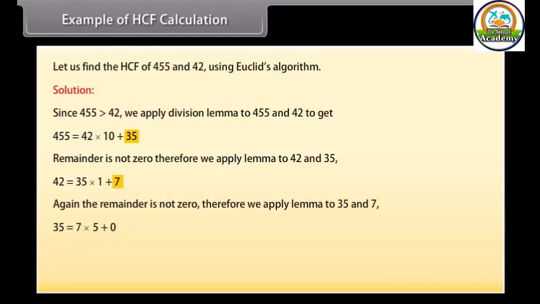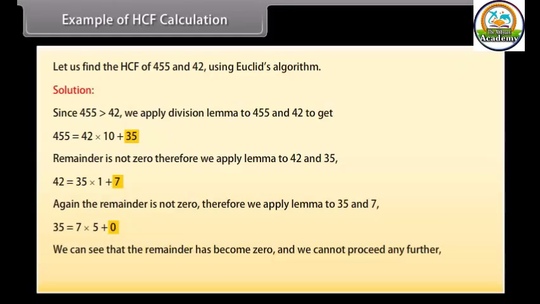35 is equal to 7 into 5 plus 0. We can see that the remainder has become 0 and we cannot proceed any further. Therefore, the HCF of 455 and 42 is the divisor at this stage.